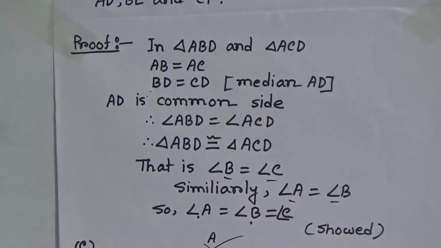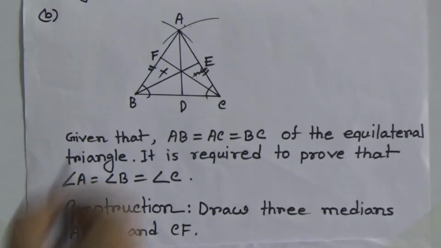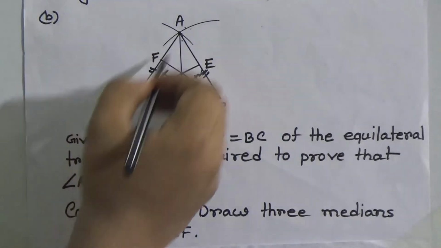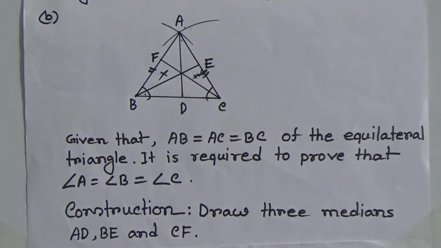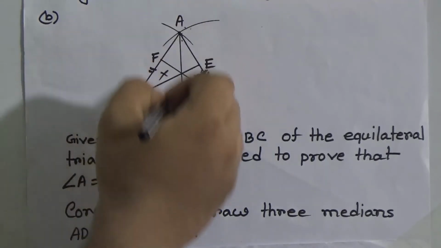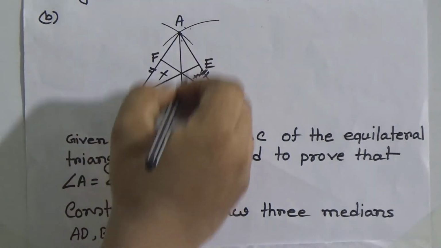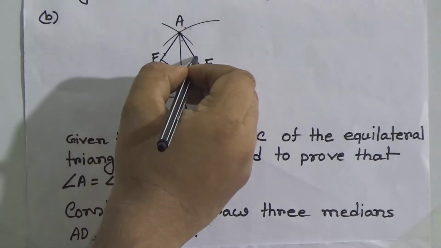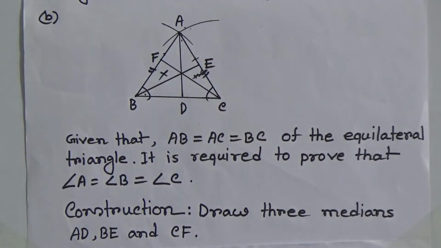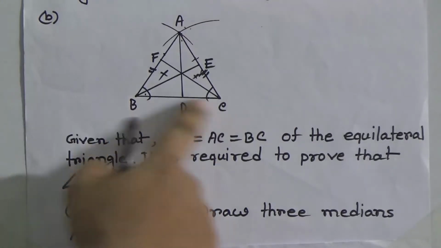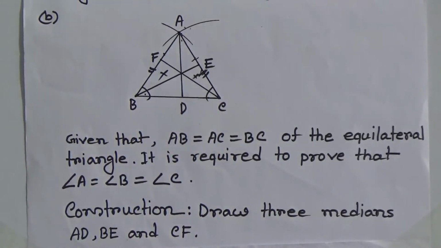I repeat it again. My dear students, ABC is an equilateral triangle whose AB side, BC side and AC side are equal. It is required to prove that angle A equal to angle B equal to angle C. Construction. Now we draw three medians, median AD, median BE and median CF. Okay. Then prove in triangle ABD and triangle ACD, AB side equal to AC side. Why? Because they are equilateral triangle's parts. After that, BD equals CD. Why? Because AD median divides BC into two equal parts. Okay. And AD is the common side. That means AD present in both triangles, in triangle ABD and also in triangle ACD.